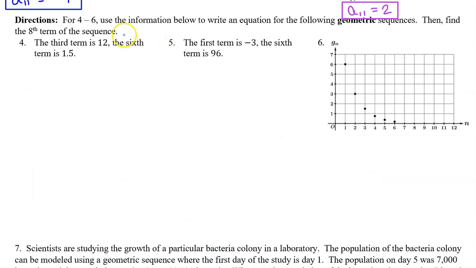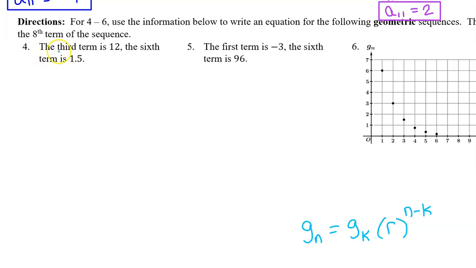For the next 3 problems, we will use the information below to write an equation for the following geometric sequences. Then we will find the 8th term of the sequence. Here is the model for the nth term of a geometric sequence, where Gk is term k and r is the common ratio. Number 4, the third term is 12.